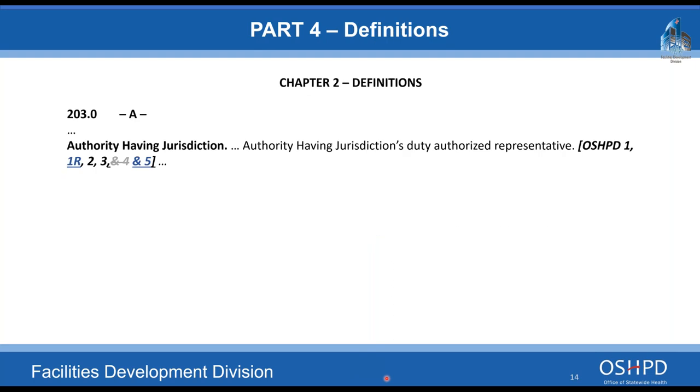Okay, once again, authority having jurisdiction, AHJ. You see 1R is added there, and we just did some housekeeping on 4 and 5. Next slide, Caesar.